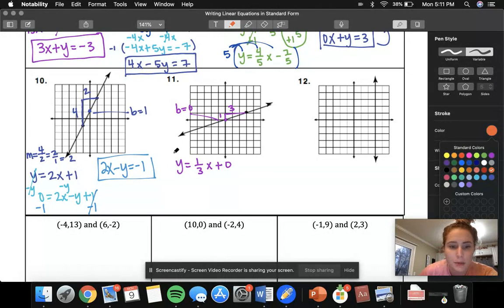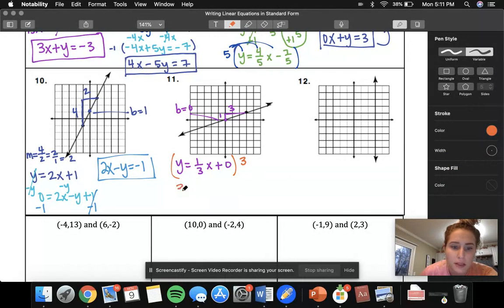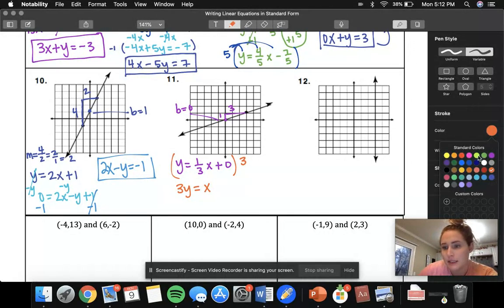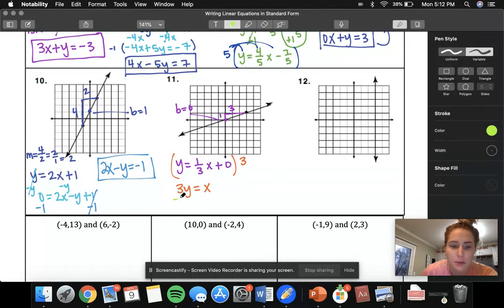Okay, then I'm going to get rid of the third in the denominator by multiplying by 3. So then I'm left with 3y equaling 1x plus 0. Then to put it into standard form, I would have to move the y over: x minus 3y equaling 0.